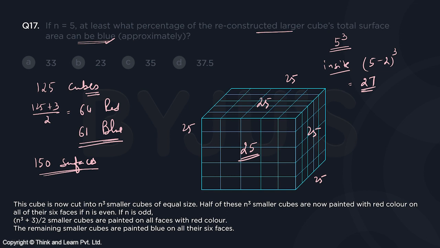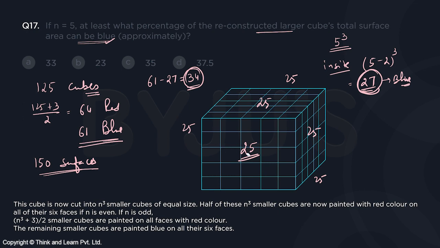So what can I do? Because I want the blue cubes on the outer side to be minimized, I will assume all these 27 which are inside, they all are blue. If they all are blue, that means I still have 61 minus 27, which is equal to 34. 34 cubes can still be on the outer surface.